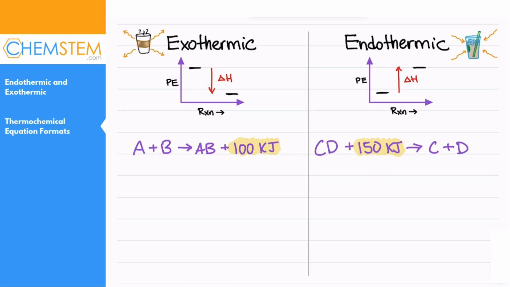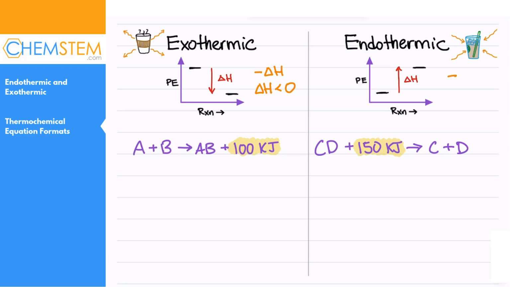When it comes to these potential energy diagrams, you might just see negative delta H, or the fancier way to write the literal same thing is delta H less than 0. Because if delta H is less than 0, if the change in enthalpy is less than 0, it's negative.